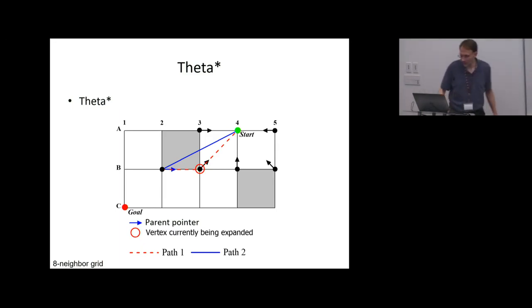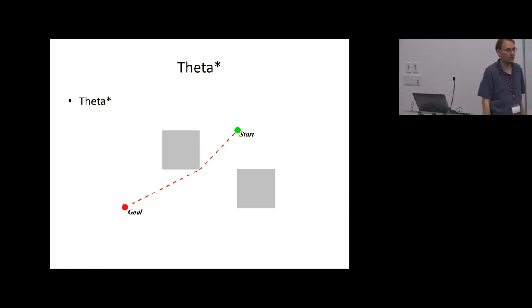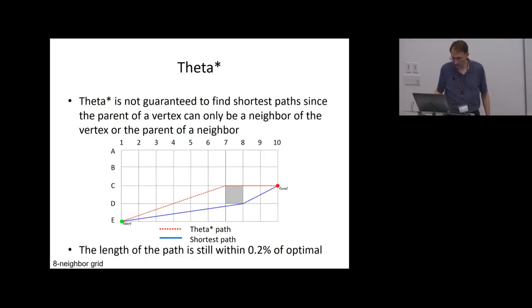So we keep expanding vertices until we are about to expand the goal vertex, and then just like A star, we follow the parent pointers from the goal vertex to the start vertex. That gives me a path from the start to the goal in reverse, and we will return that. Now, in this case, we found the shortest path. So, fine, it worked. But it's not guaranteed to work. So let me tell you why not.